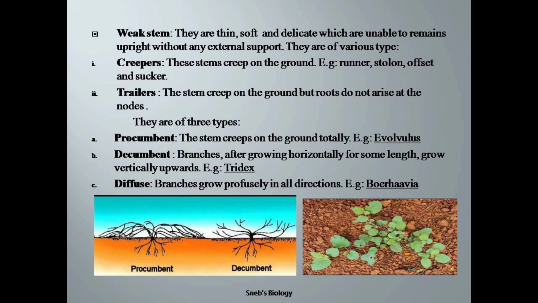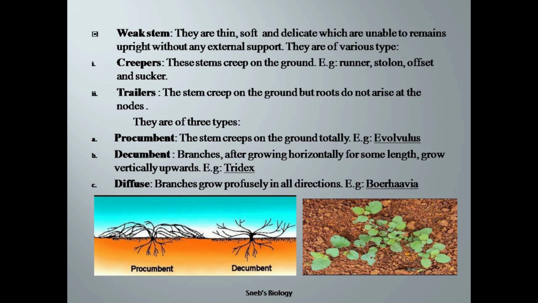Sometimes the stem is incapable of growing straight upright and under natural conditions trails on the surface of the soil or climbs with the help of some supports. These are weak stems. Weak stems are of various types. They may be creepers, trailers, lianas, climbers or twiners. First is creepers. These stems creep on the ground, that means parallel to the ground. For example, runners, stolons, offsets or suckers.